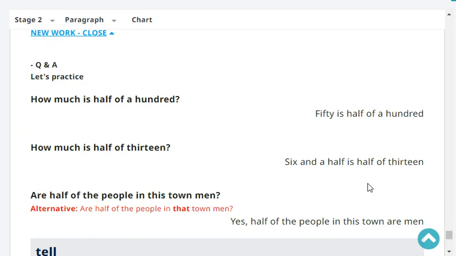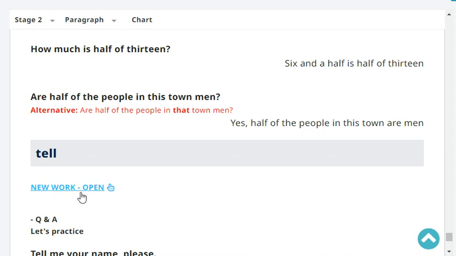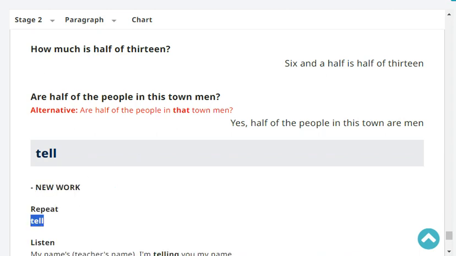Are half of the people in your town men? Yes, half of the people in my town are men. Very good. Okay. Next, L. Very good.